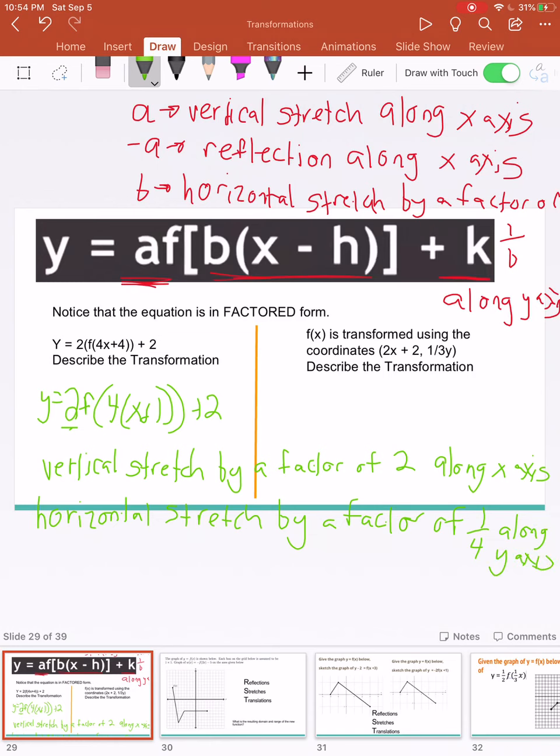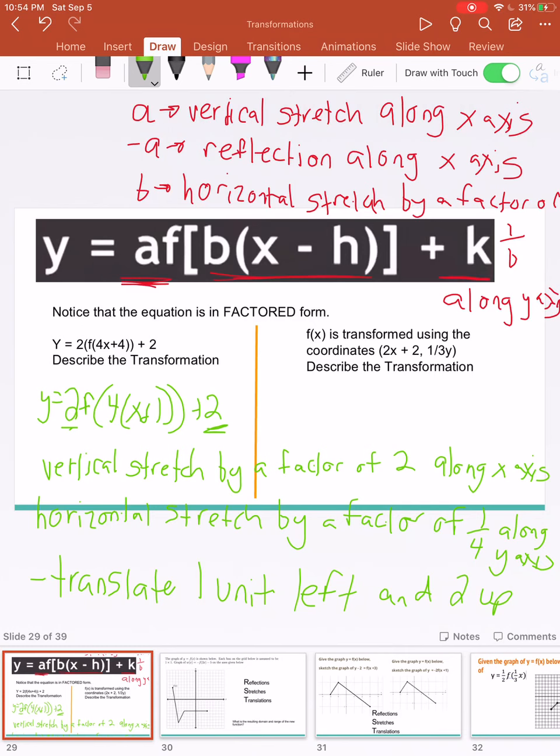Okay, and then I have my translation, so I'm translating 1 left, right, because it's always opposite the sign, and 2 up, which is here, my K value. Excellent. So the next question says, f of x is transformed using the coordinates 2x plus 2.